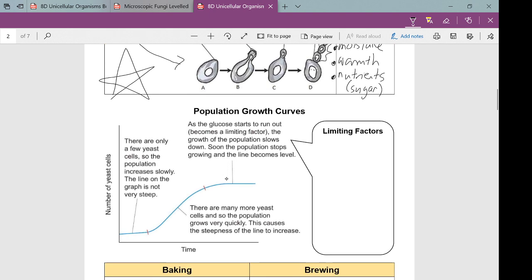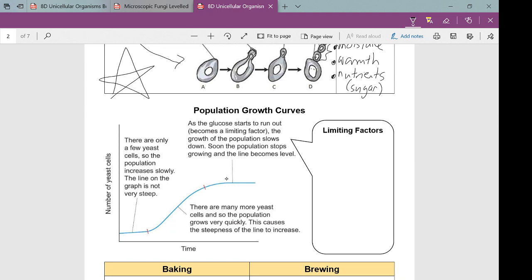So what will happen is if you leave yeast in those conditions, they start reproducing quite a bit. So I have a graph here, it's known as a population growth curve, where at the start we have only a few yeast cells, and then it grows and grows and grows until eventually it levels out. And the reason why it levels out is because there's usually a limit to how many resources there can be.